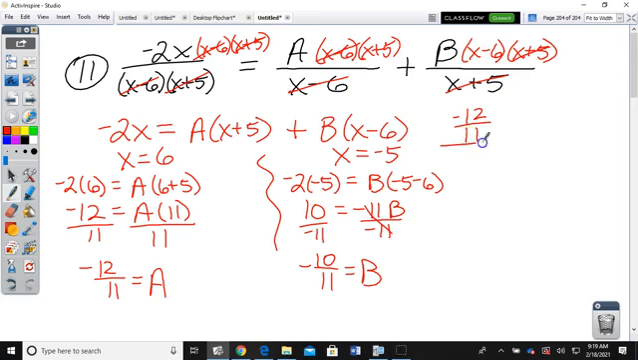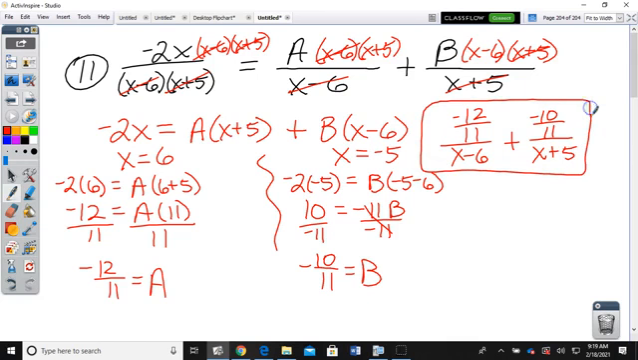Negative 12 elevenths over x minus 6 plus negative 10 elevenths over x plus 5. Make sure when you write them that you don't get them mixed up and put A over the wrong thing and B over the wrong thing, okay? So yeah, always go back to the original. All right?